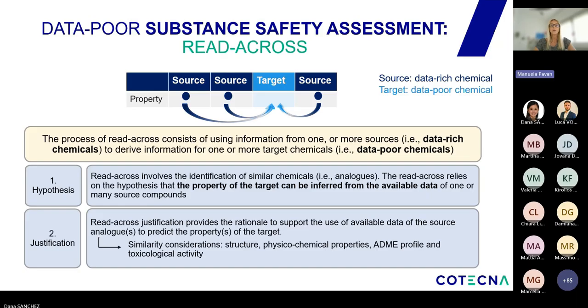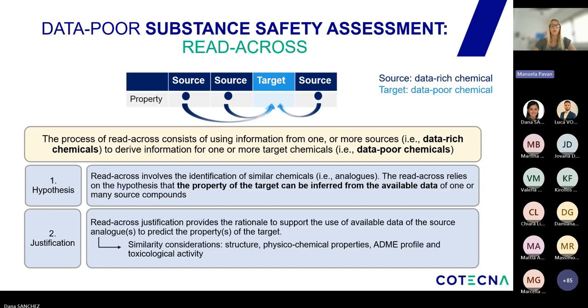Next. So the read-across approach is one of the most widely used methods to fill in data gaps in human risk assessment. In the read-across approach, the information on a given property for one or more sources, meaning data-rich chemicals, is used to derive the information on the same endpoint for one or more target chemicals that are lacking this information, so the data poor chemicals.